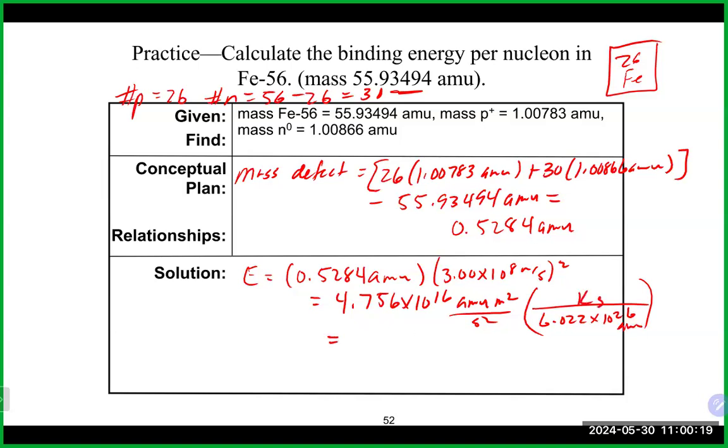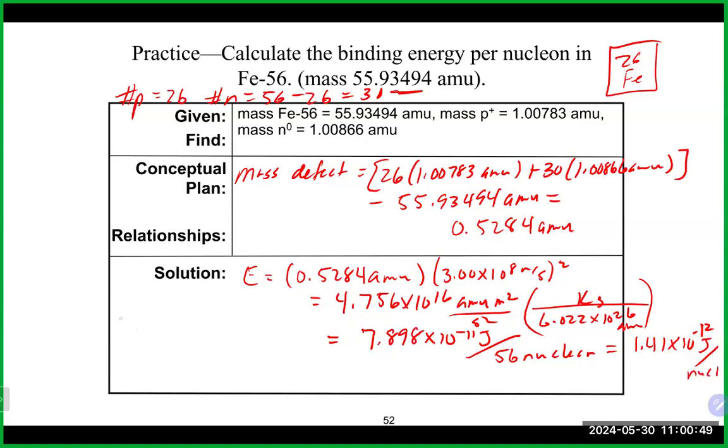If we do that, we'll end up with something like 7.898 times 10 to the minus 11 joules. We can then divide it by our mass number, our nucleons, which is 56. And that'll get us something like 1.41 times 10 to the minus 12 joules per nucleon.